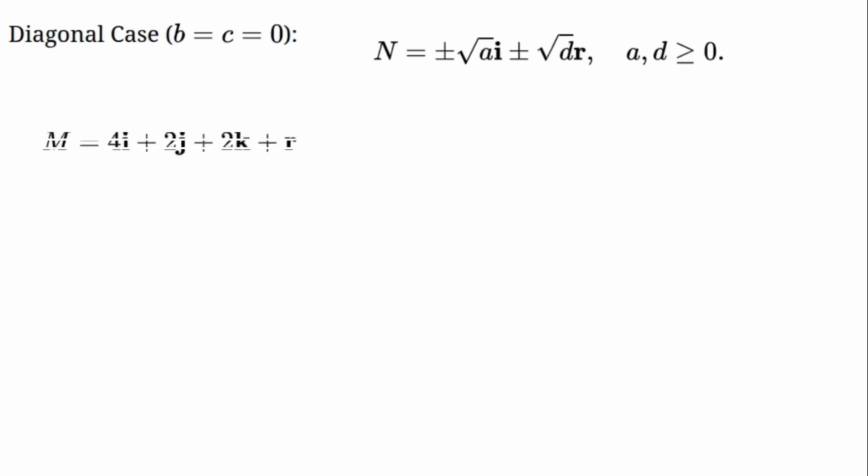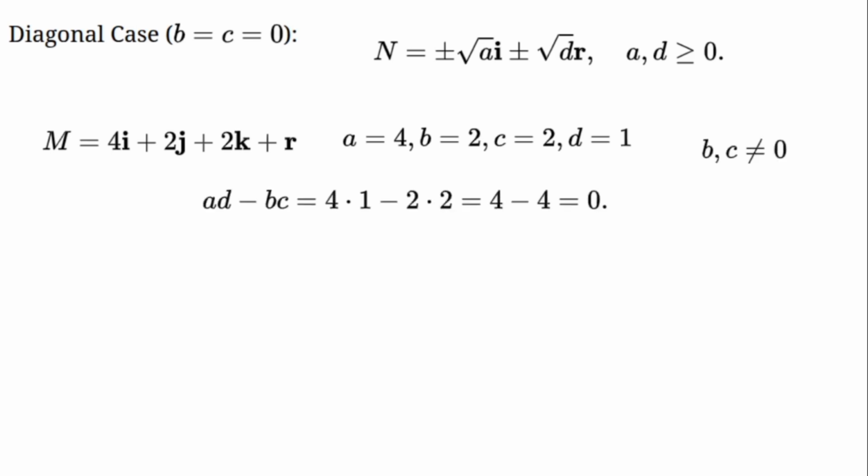Consider m equals 4 times I plus 2 times j plus 2 times k plus r. So a equals 4, b equals 2, c equals 2, d equals 1. Since b, c not equal to 0, use case 1. Compute a times d minus b times c. A times d minus b times c equals 4 times 1 minus 2 times 2 equals 4 minus 4 equals 0.